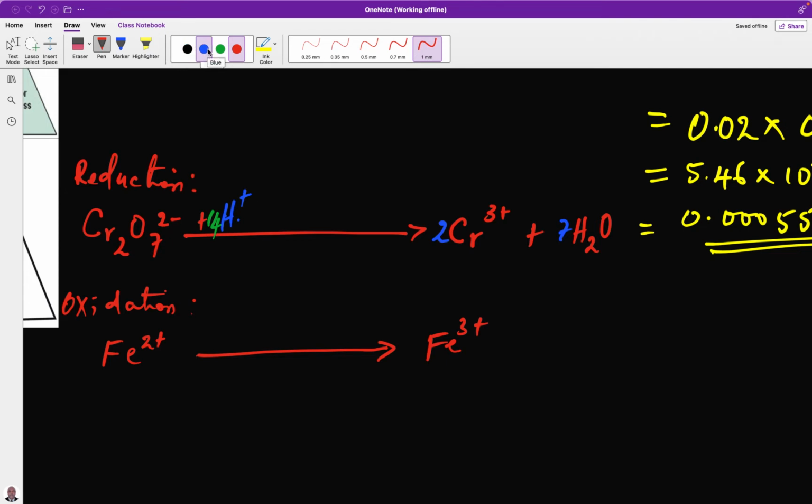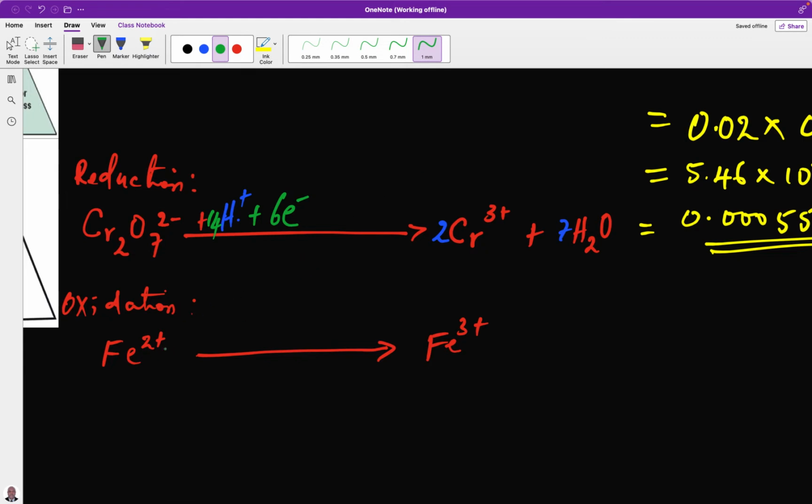We need to add electrons there. Electrons are negatively charged. We have a plus 6 on the right and a plus 12 on the left, so how many electrons do we add? Let's add 6 electrons. These 6 negative charges, added to plus 12, will give us plus 6, and here it is 6. The charges are balanced.